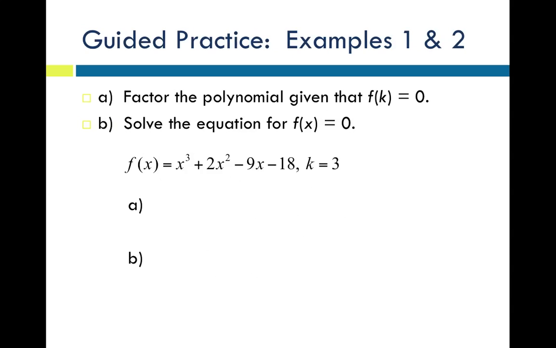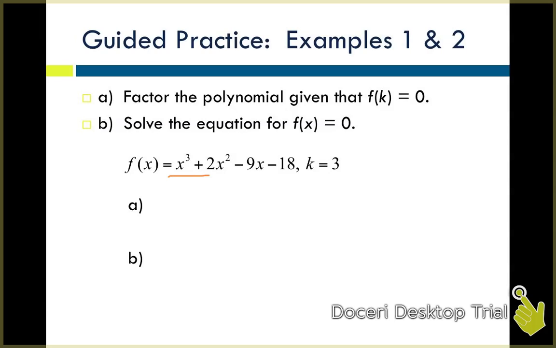Okay? So why don't you give this a try? And this is how your problems will be worded in your practice. Each problem is going to have 2 parts, part A and part B. In part A, you'll be asked to factor the polynomial given that f of k equals 0. And then in part B, you'll be asked to solve the equation for f of x equal to 0. So notice here that you're being given the polynomial for the function, and then after that, you're being told what your k value should be for the problem.